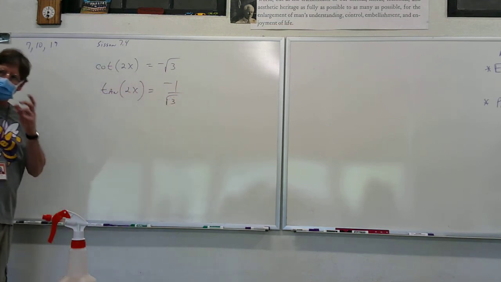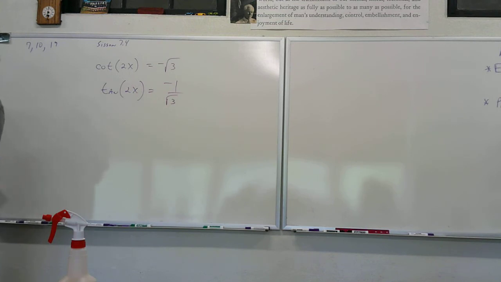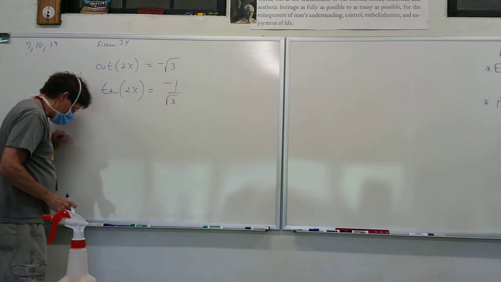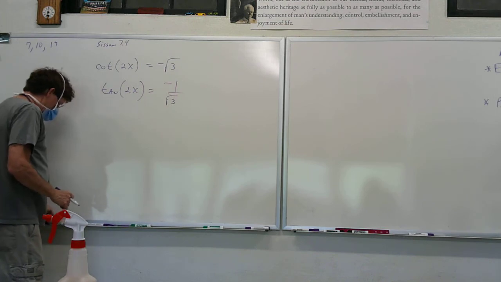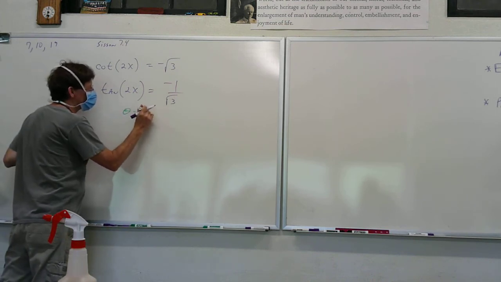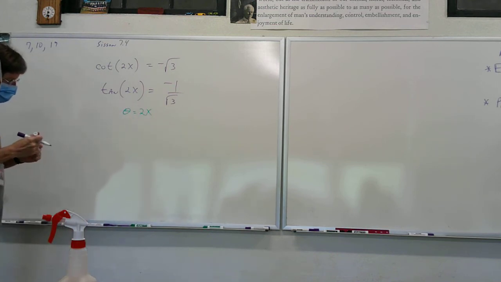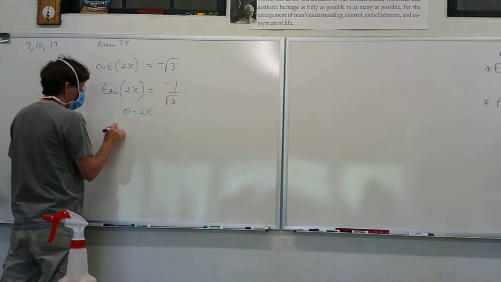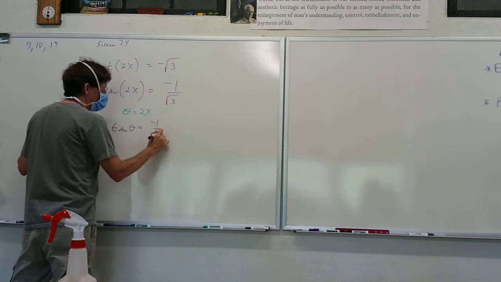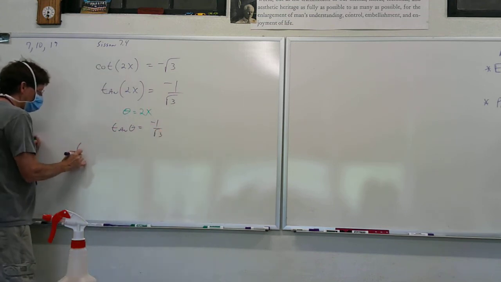And this is one where I got to turn it into theta. Anytime you got a number in front of the x, it's better to just turn it into theta. Write down what you're doing. Theta equals 2x. And then tangent theta equals negative 1 over square root of 3. And then give me a list of the theta answers.